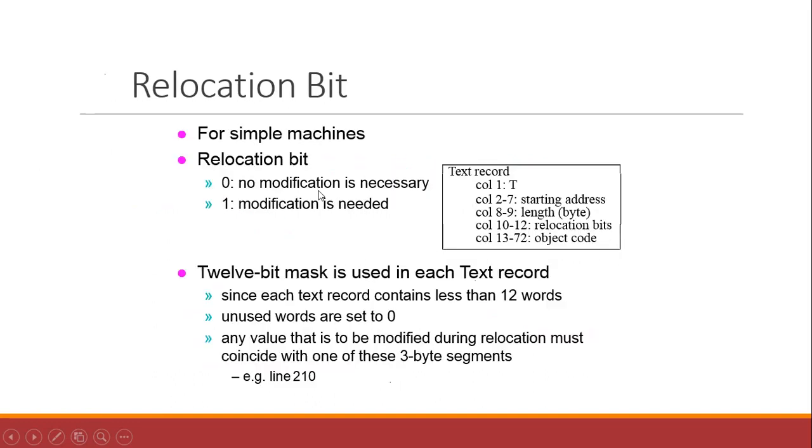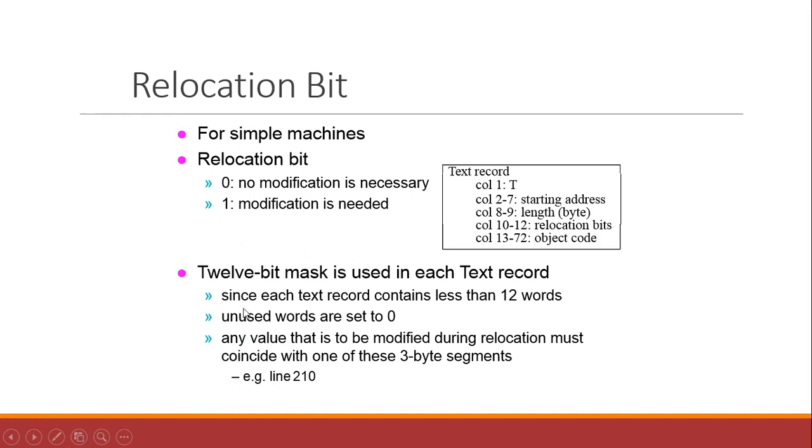In detail, in a text record, the first column is T, columns 2 to 7 are used for the starting address, 8 to 9 for the length, and columns 10 to 12 are used for the relocation bits. Then, as usual, we write the object code. For each object code we assign one bit, and this bit will be 0 or 1. If it is 0, no modification is required; 1 means modification is needed.